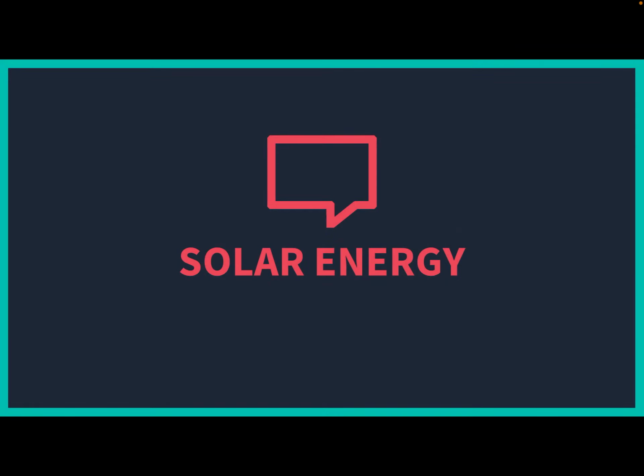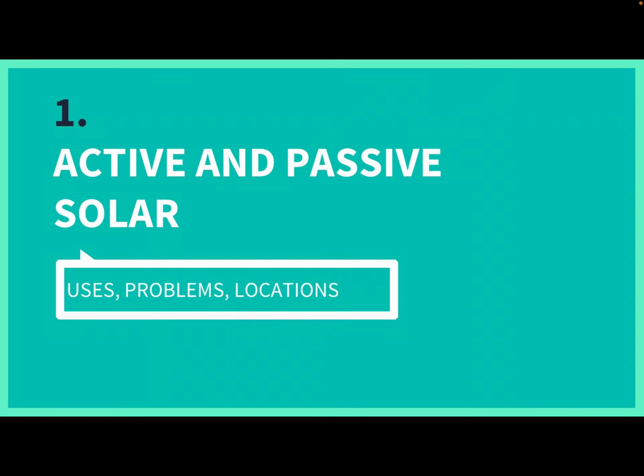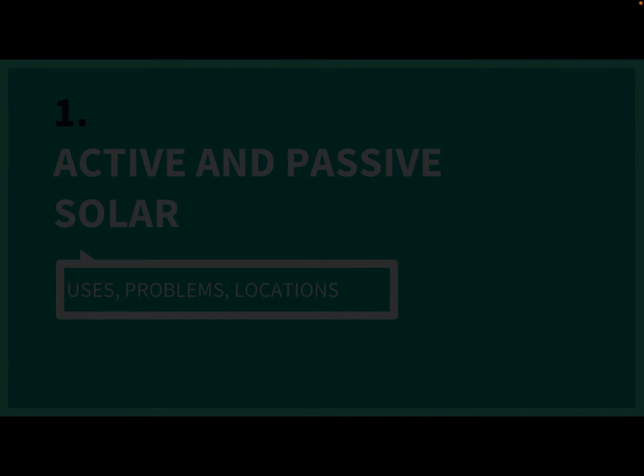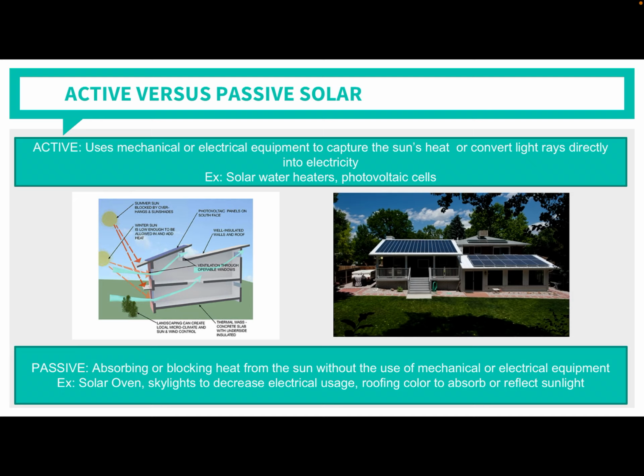This video is going to cover the types of solar energy. So we're going to start by looking at active and passive solar. Active solar uses mechanical or electrical equipment to capture the sun's heat or convert light rays directly into electricity. So this would be solar hot water heaters or photovoltaic cells. We're going to cover these in the next section a little bit more. So this is an example of active solar.